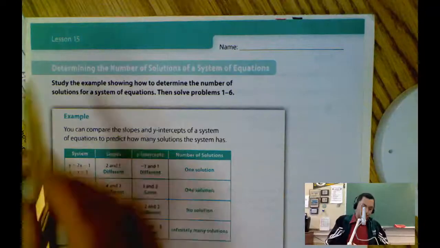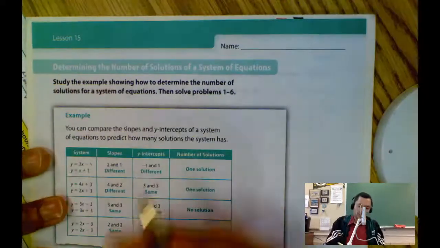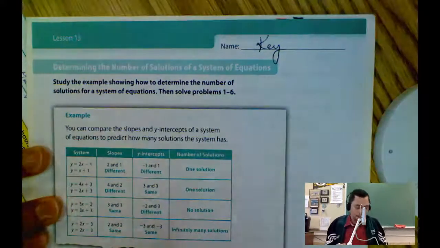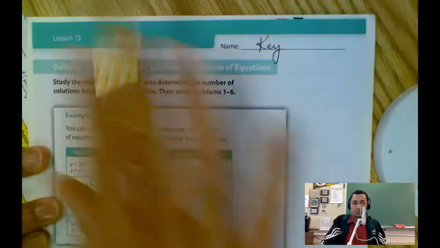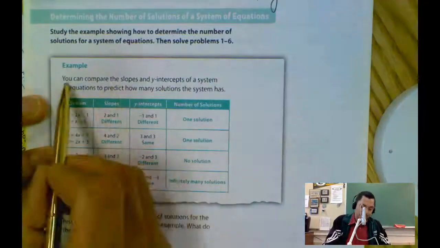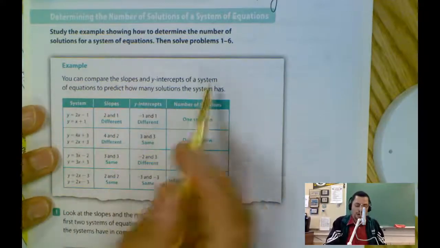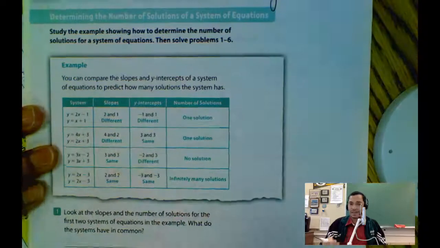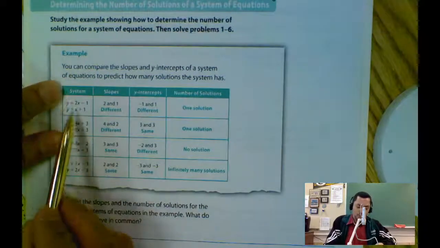We're going to continue lesson 15 part 2. In this case, remember, we're having the key of this homework. As always, we start with an example. For example, we have this table. It says you can compare the slopes and y-intercept of a system of equations to predict how many solutions the system has. So we'll start with these two systems.